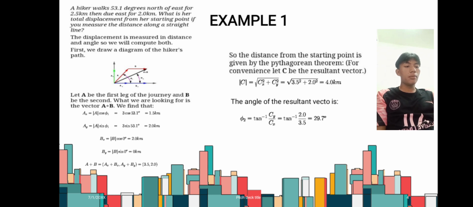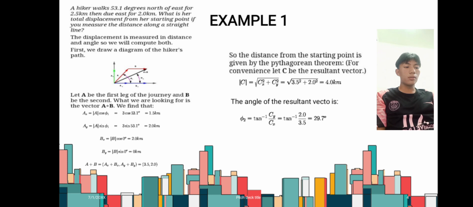After that, we find Bx. We do the same: B cos 0 degrees, because there is no angle for B, and the answer is 2.0 kilometers. Then, same as Ay at first, By equals B sin 0 degrees and equals 0 kilometers. Then we write A plus B equals, in brackets, Ax plus Bx, comma, Ay plus By, and equals 3.5, comma, 2.0.